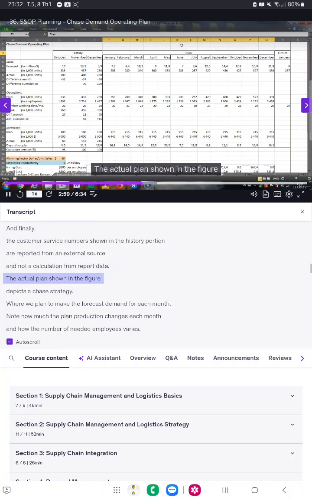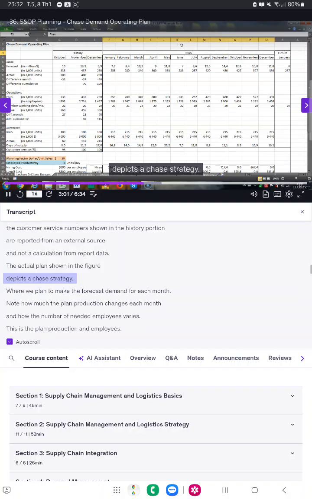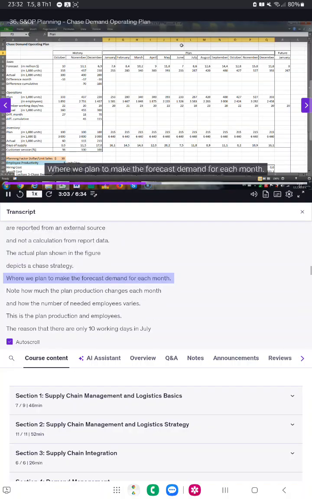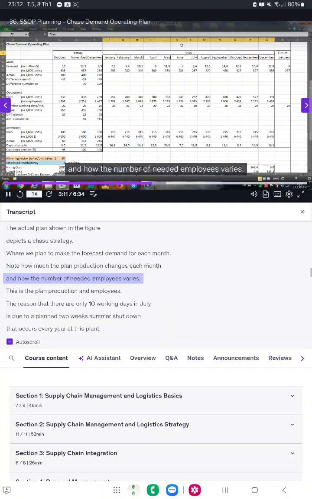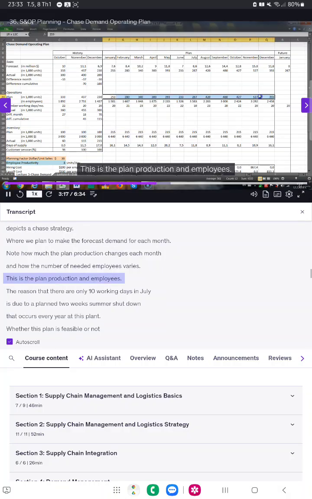The actual plan shown in the figure depicts a chase strategy, where we plan to make the forecast demand for each month. Note how much the plant production changes each month and how the number of needed employees varies. This is the plant production and employees.